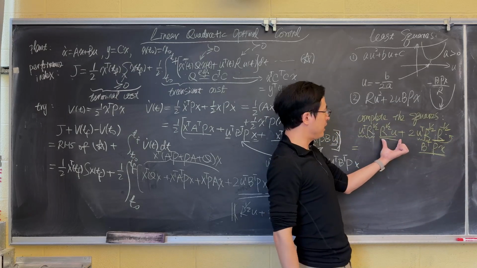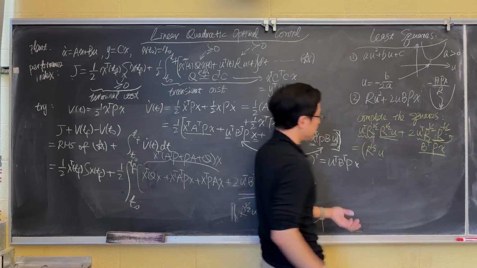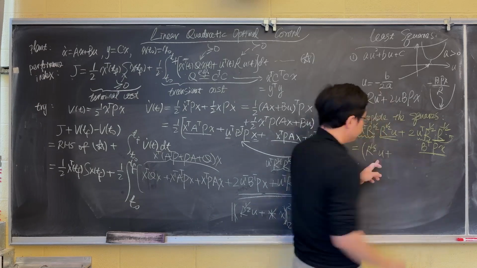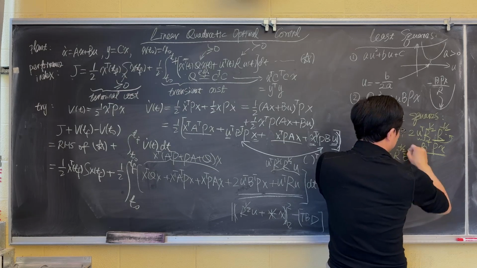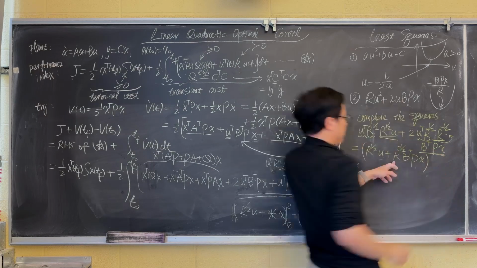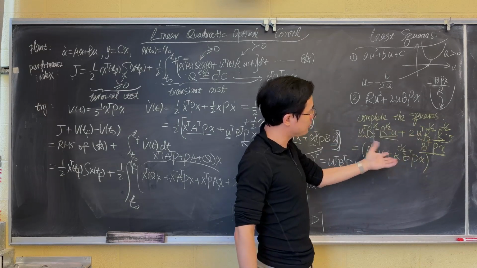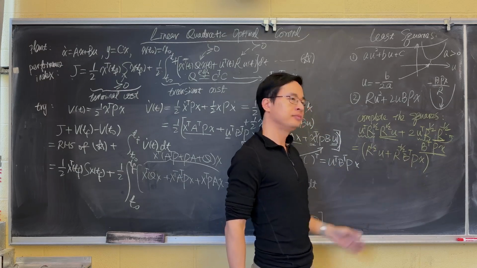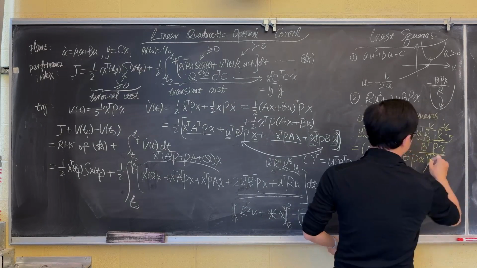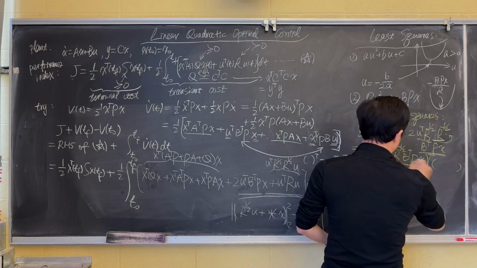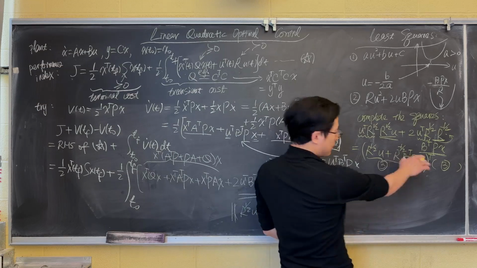This becomes a quantity by itself. So I'm going to say R^(1/2) U plus R^(-1/2) B transpose Px. So this is sort of my A, this is sort of my B. I'm going to create a square term about A plus B squared. In the matrix form, it should be the transpose of this times itself. Let's call this term 3. So that's the target that I'm going to create.